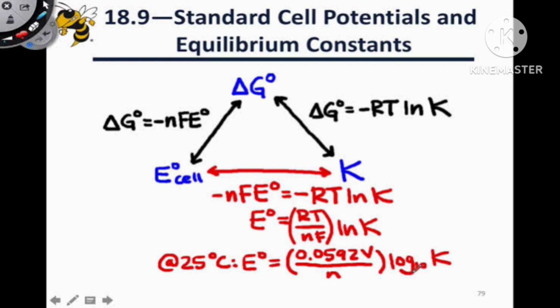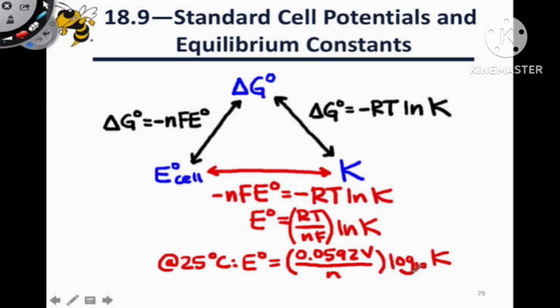Here you should remember that E cell is an intensive parameter. I have discussed parameters like extensive properties and intensive properties. E cell, electrode potential, standard electrode potential, is an intensive parameter.